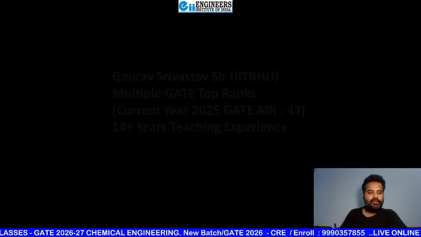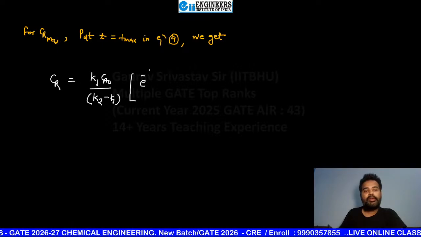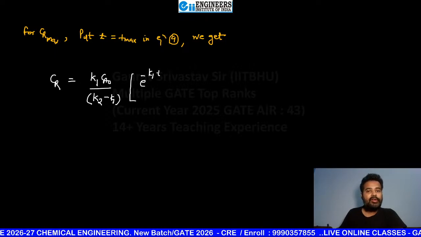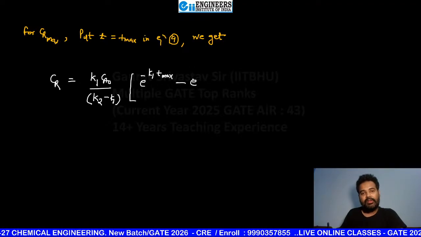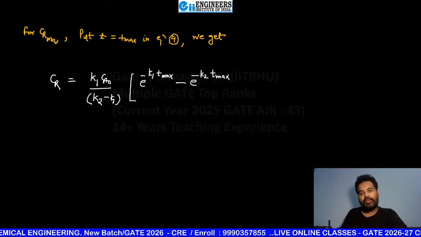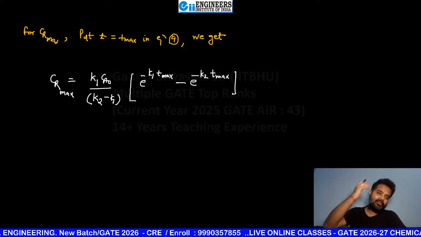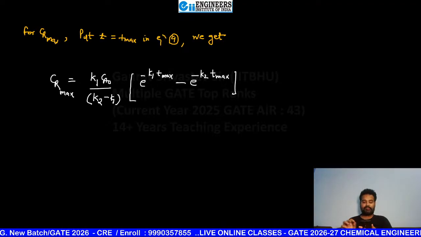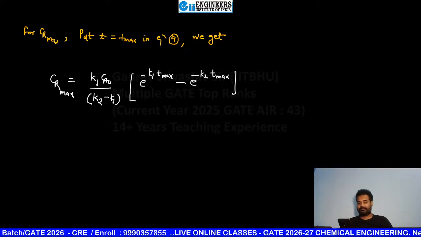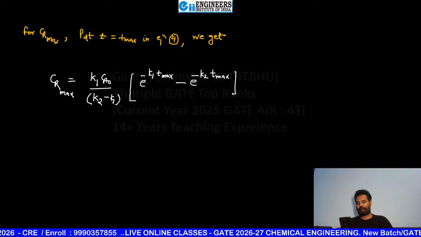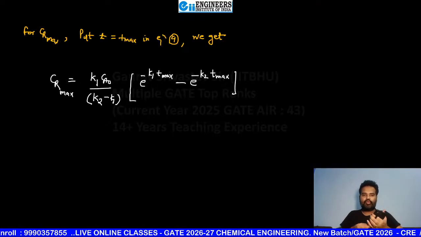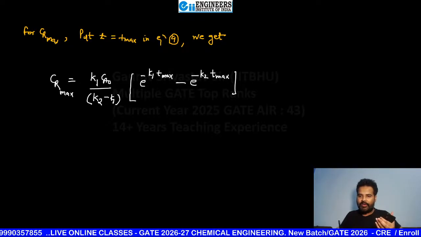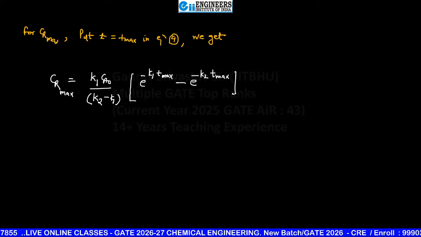E raised to power minus K1t. So t is what? T max now. K1 T max. And minus e raised to power minus K2 T max. And when you are putting t equals T max, this CR is now CR max. So please put the value and simplify it. After doing, just write down in comment section here. Do it fast. Do it for me. You have 2 to 4 minutes max. Just after doing, write down in comment section, waiting for your comments.